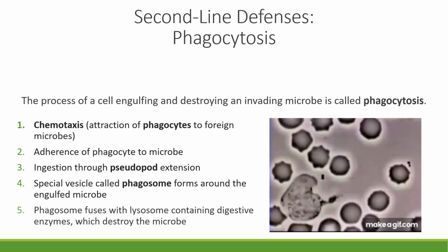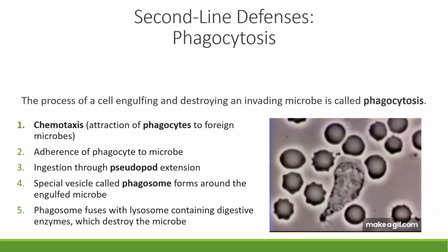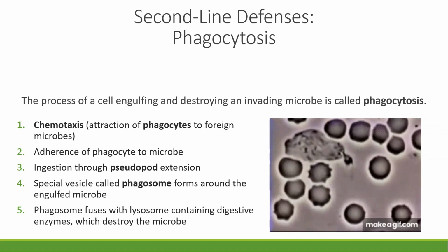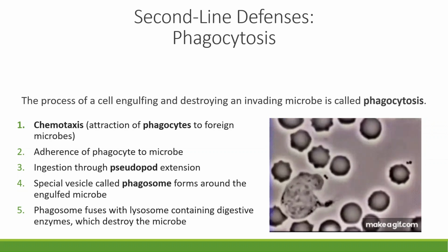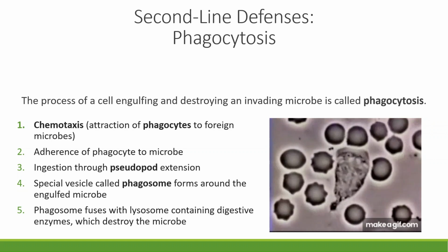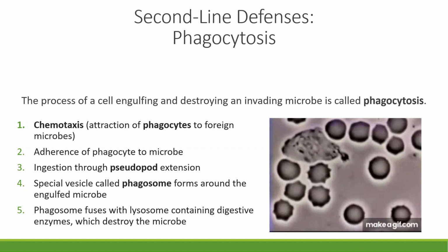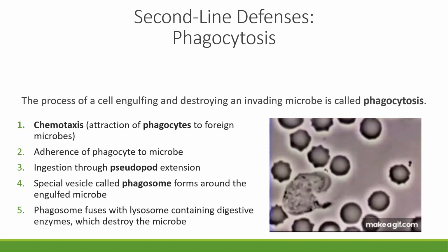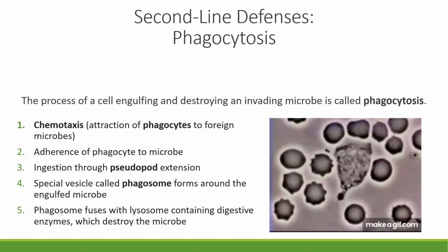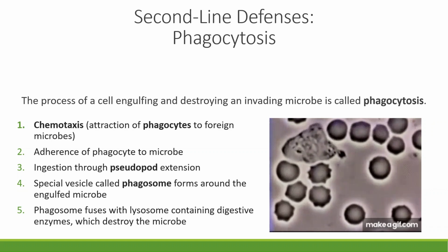And step 5, the phagolysosome formation and microbe destruction. So the phagosome fuses with a lysosome, which we discussed in chapter 3, the cell, which releases digestive enzymes to break down and destroy that microbe within that phagolysosome. This process is a key defense mechanism, and it helps to remove those harmful invaders that have infected the body.